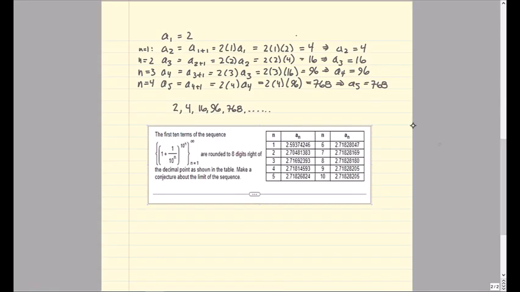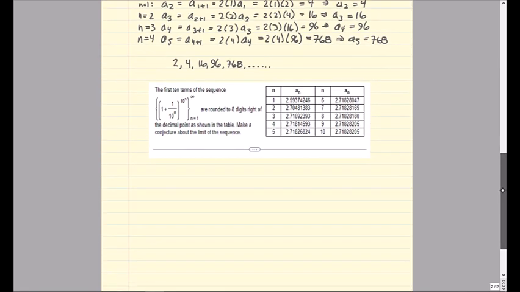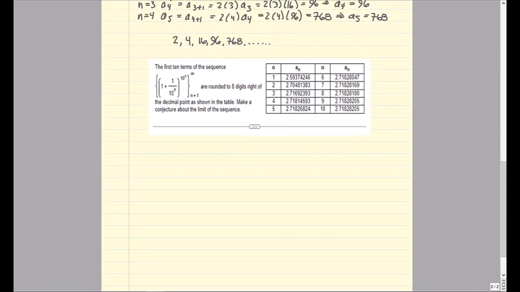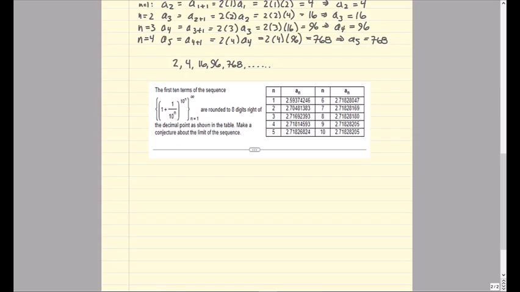Now this problem, they're nice enough that they give us the terms and we're just asked to try and figure out what's going on with the terms, what is that pattern? So for this one, they give us the first 10 terms of the sequence. This is the sequence producing function right here: 1 plus 1 over 10, and then that quantity is raised to the 10 to the nth.